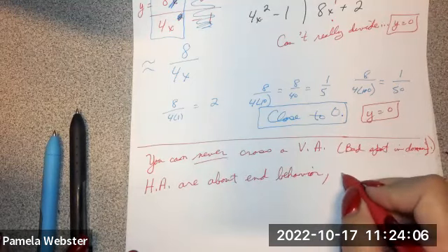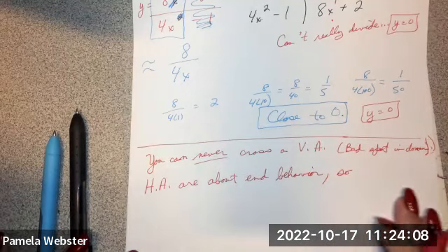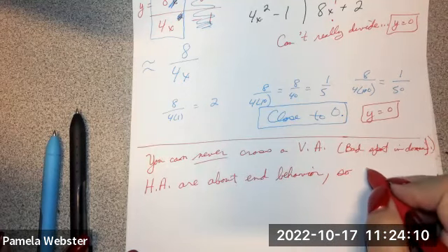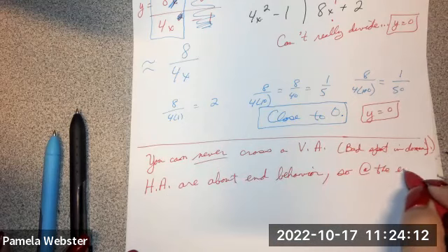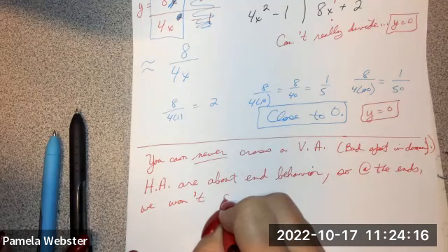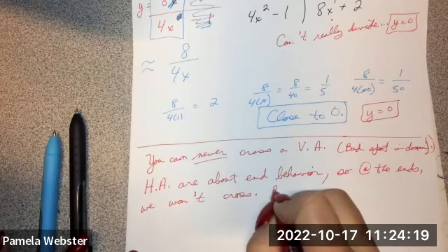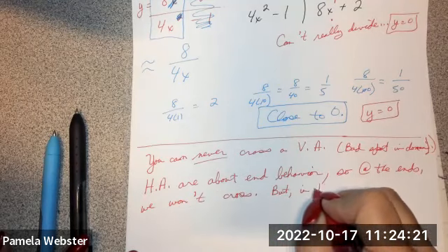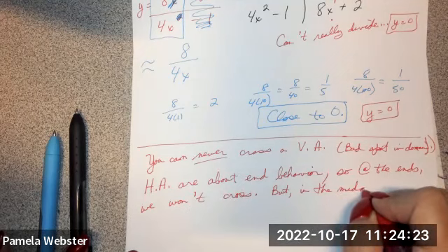So in the end, at the ends, we're not going to cross. But in the middle of the graph, it might.